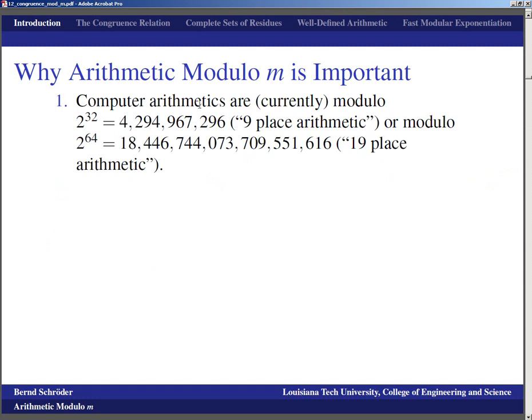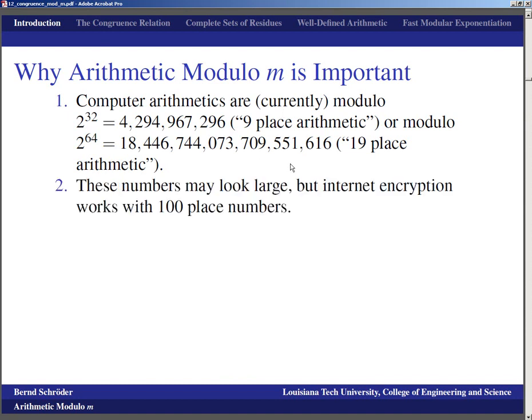Well, so basically, computer arithmetics currently are modulo 2 to the 32, which would be a 9-place arithmetic, and yeah, that's what 2 to the 32 is. Or they are modulo 2 to the 64, which is a 19-place arithmetic, as long as you're working with what are called unsigned integers. And all computer arithmetics have the same problem: because they have a limited number of digits, at some point this wrapping around that we have seen on the previous panel, this problem that ultimately a carryover is getting lost, happens in any of these limited place arithmetics.